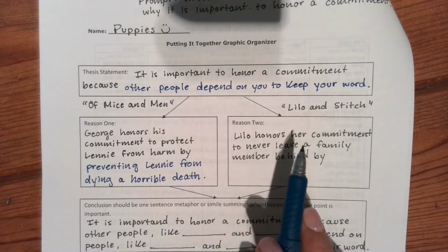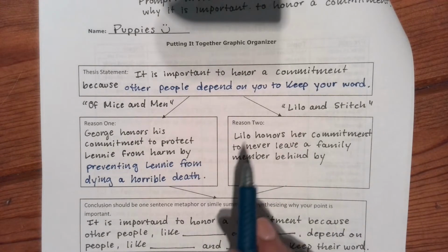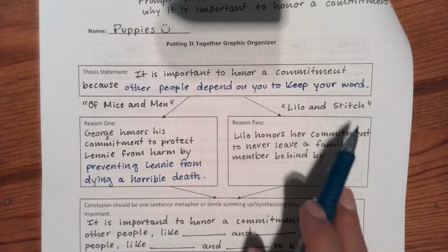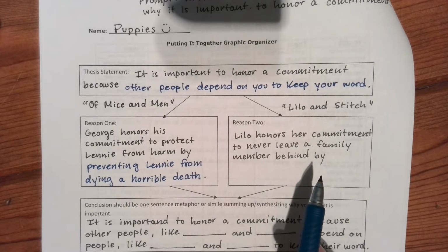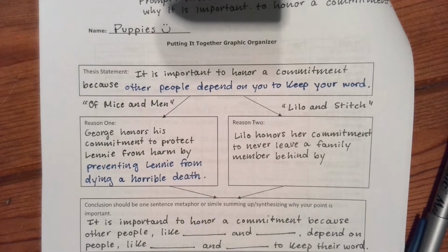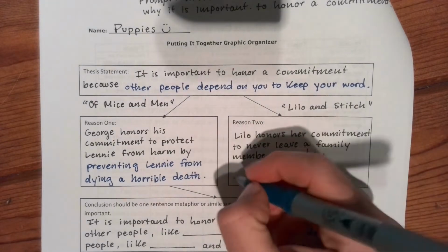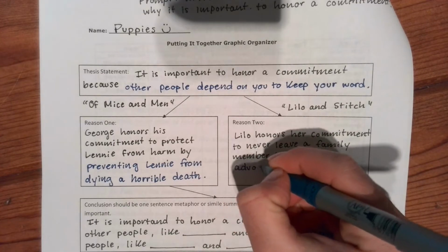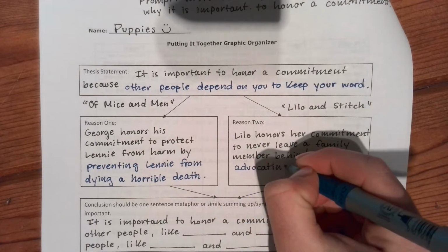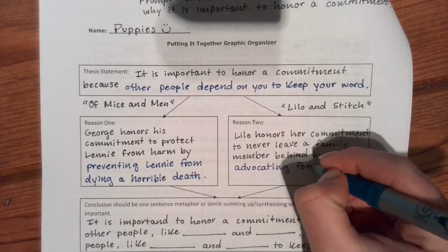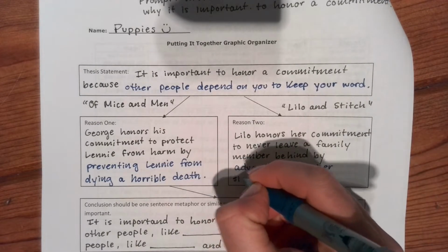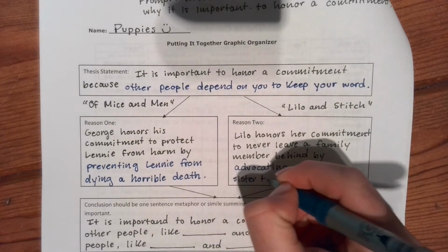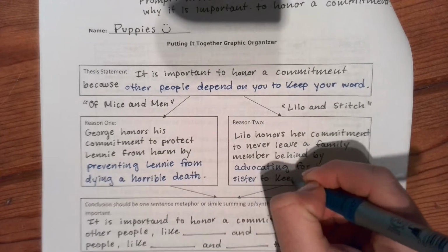All right, reason 2 for Lilo and Stitch. Lilo honors her commitment, so again I use those key words from the prompt, to never leave a family member behind by advocating for her sister to keep Stitch.